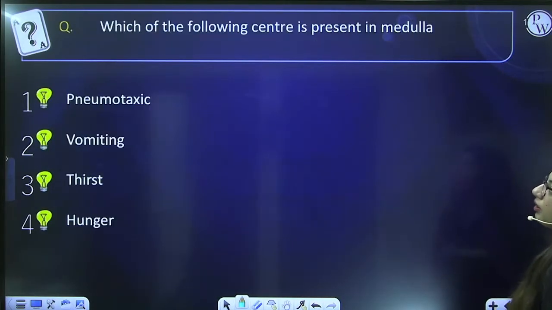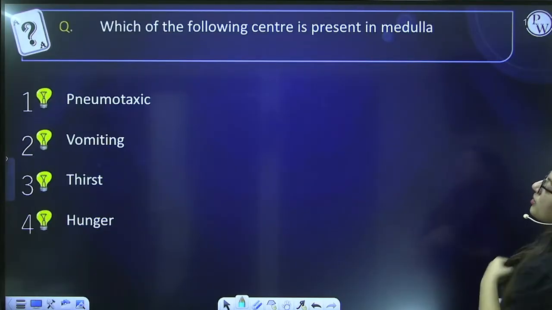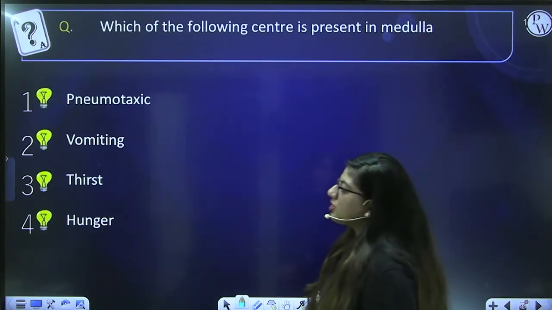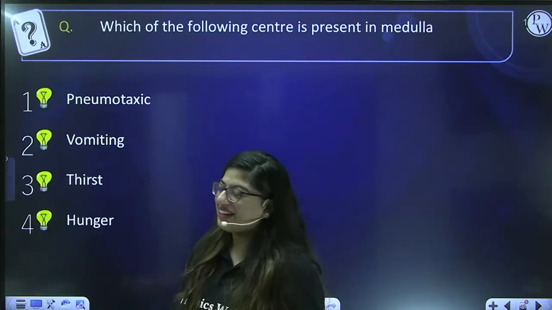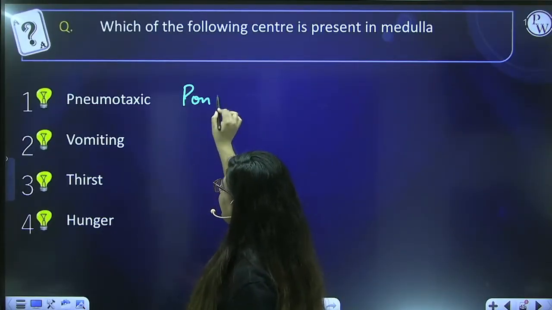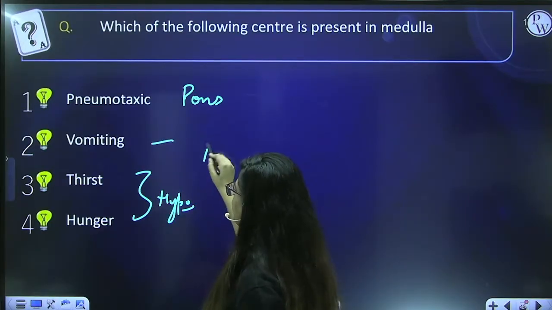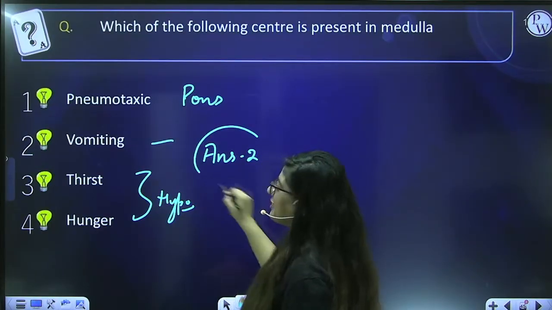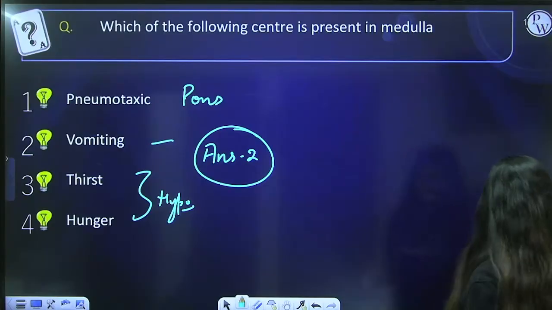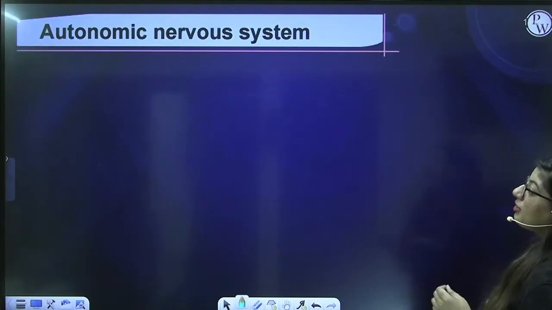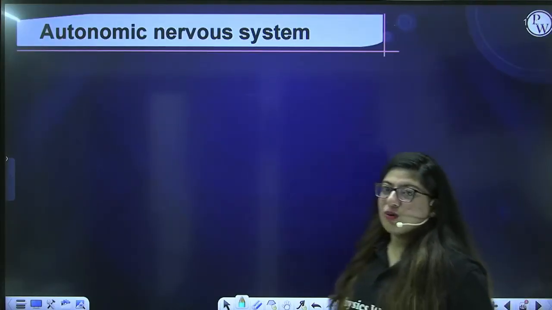Next. Which of the following centers is present in the medulla? Pneumotaxic, thirst, hunger, vomiting. You know that. It's in the pons. Thirst and hunger are in the hypothalamus. And this one is in the medulla. So the answer is 2. Okay. Next we're going to talk about the autonomic nervous system.